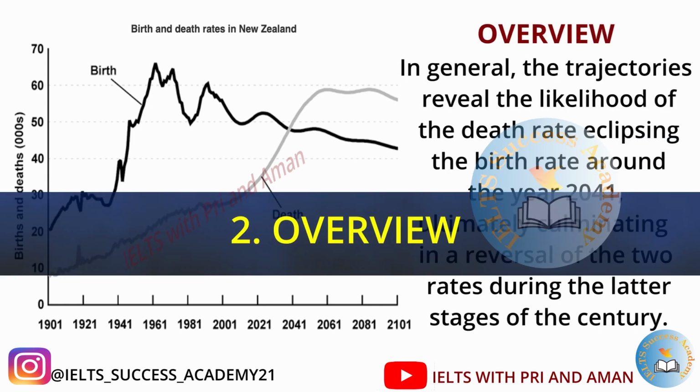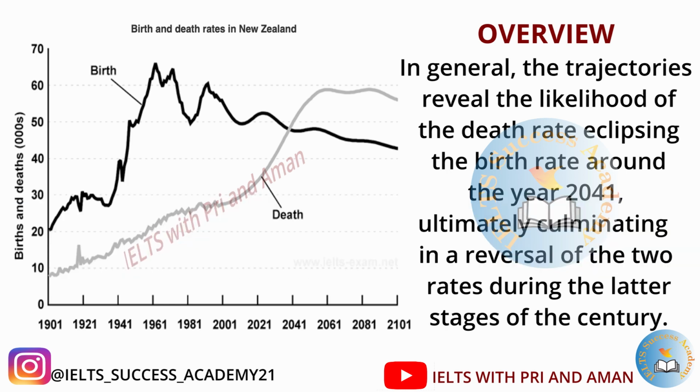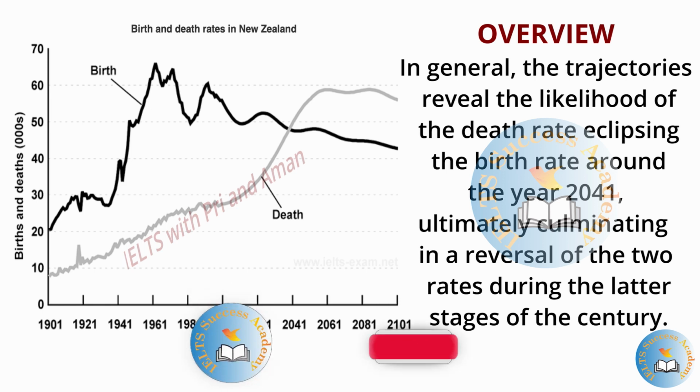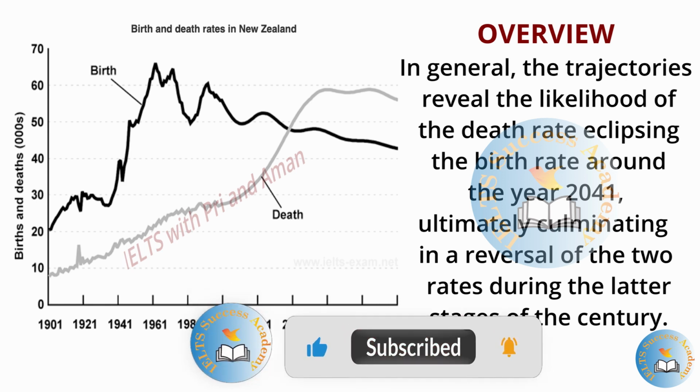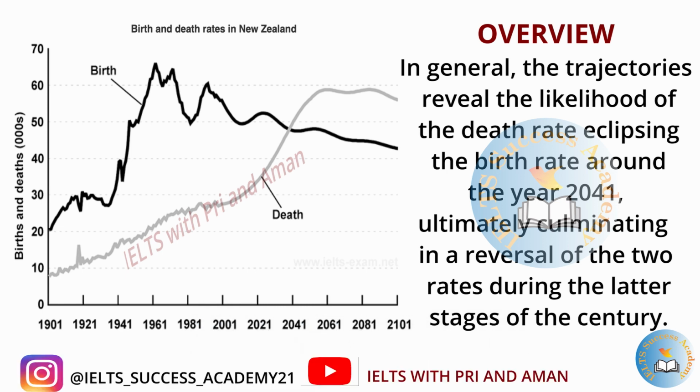Now next comes the overview. In general, the trajectories the graph is showcasing reveal the likelihood of the death rate eclipsing the birth rate. Eclipsing means it will become bigger than the existing thing. So death rate having eclipsed means there are more deaths than births, around the year 2041, ultimately culminating. Culminating means to reach the highest point.